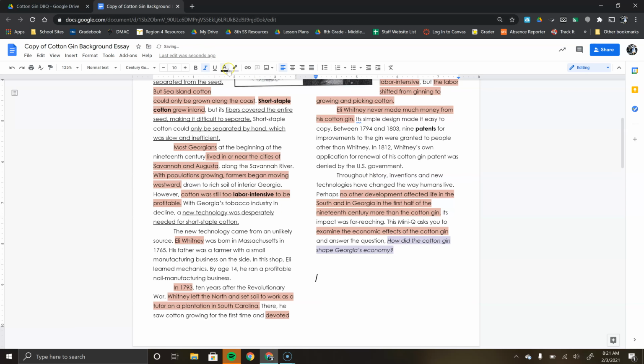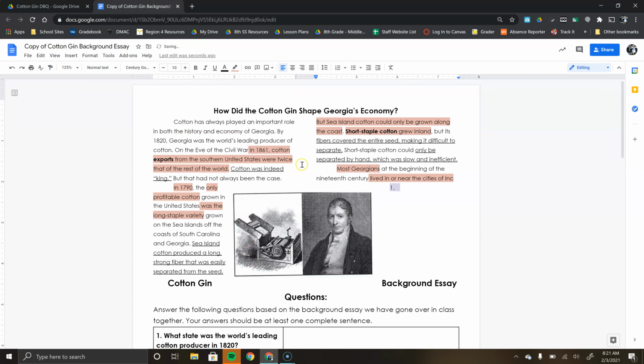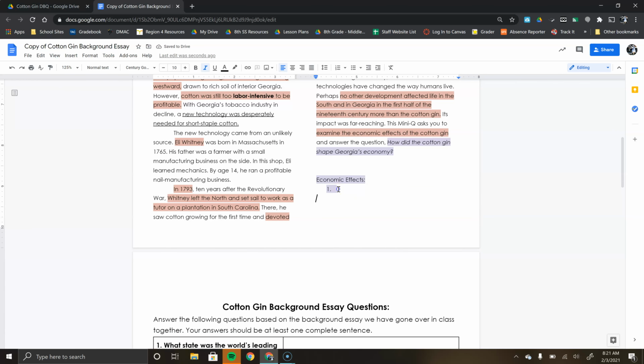The two things that you are going to be looking at are our economic effects, and it's going to do one of two things, right? It's going to increase cotton production. So the amount of cotton that we're producing is going to increase. And the second thing that this is going to do is expand slavery in the South. So your two documents, one today and one tomorrow, are going to talk about these two things. So just keep that in mind. These are your economic effects.